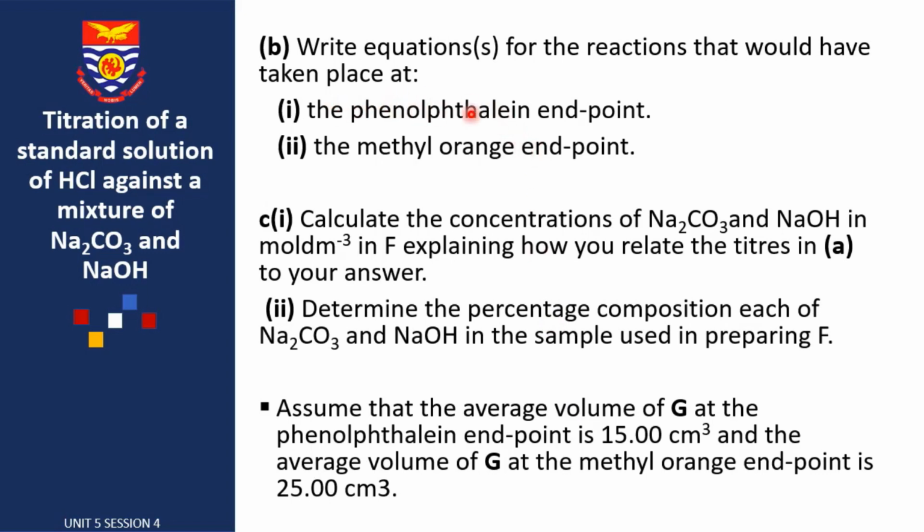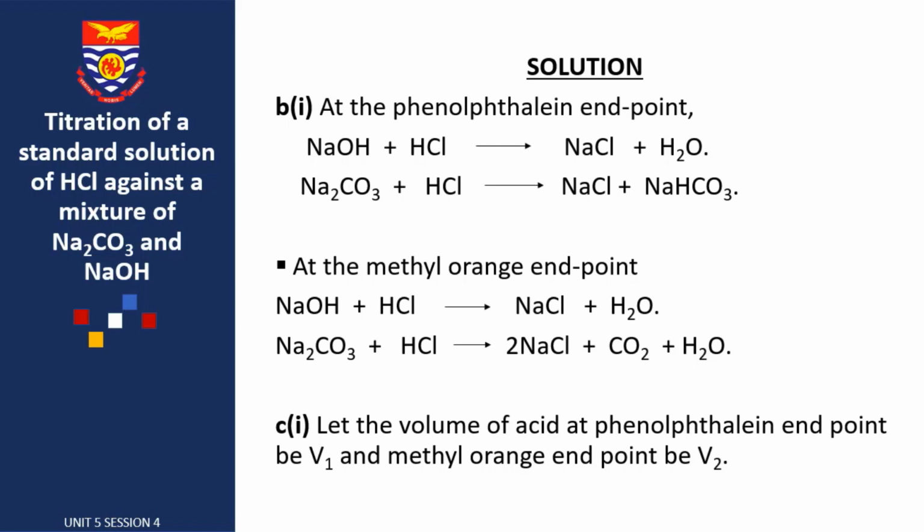We are to write the equations at the phenolphthalein endpoint and the methyl orange endpoint, and then find the concentrations of sodium carbonate and sodium hydroxide, as well as the percentage composition of each of sodium carbonate and sodium hydroxide in the sample used in preparing F. We've been given the volumes of G at the various endpoints. At the phenolphthalein endpoint, we have been given 15, and at the methyl orange endpoint, we've been given 25. Okay, so let's solve the problem.